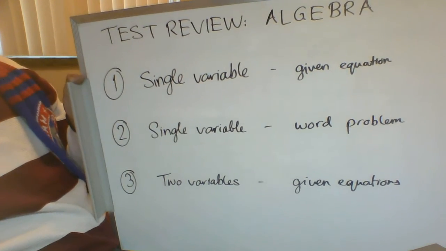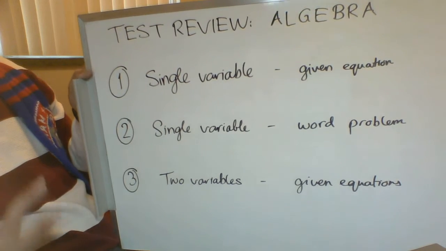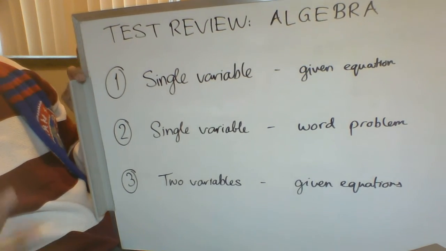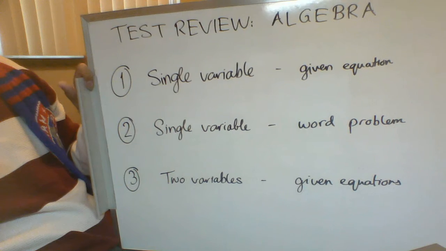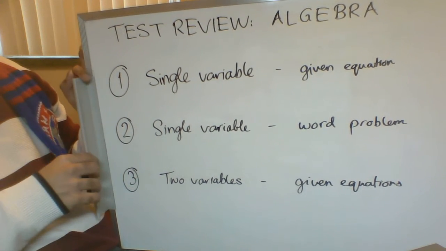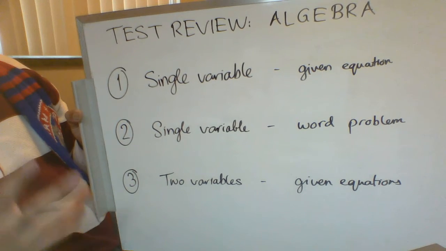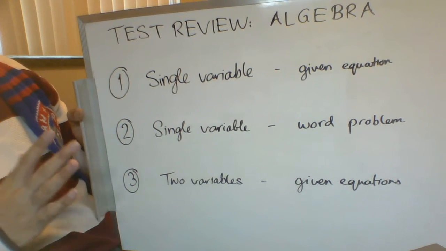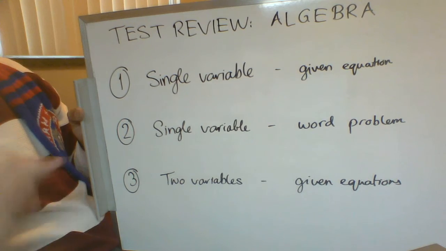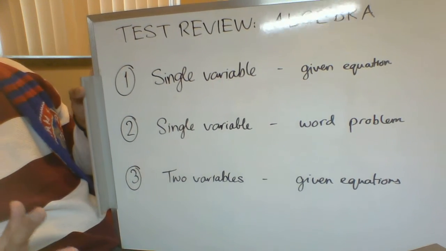Nothing overly complicated. You can bring a calculator so that it can help you out with any multiplication and division that might accidentally be a little bit uglier than I wanted it to be, calculation-wise. But yeah, just a single variable, just a single equation, and I give you the equation, you just have to solve it. That's it for the first type.